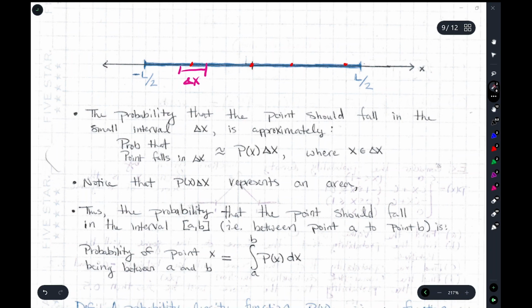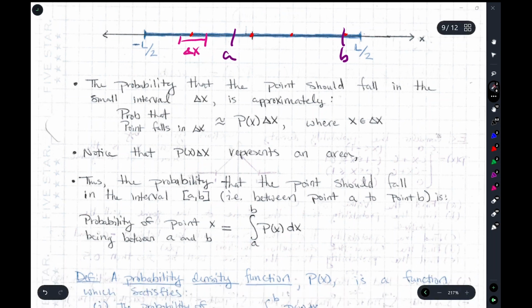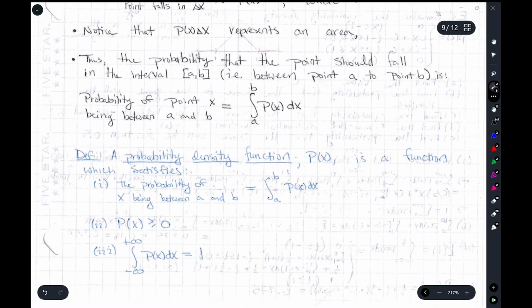To get the actual probability that it lands between any points a and b, delta x could be very large. If you're looking at a large a to b here, well, the probability density could change, and you do an integral. So this is the definition of a probability density, in a sense. It's the probability that a point will land between a and b. To get that, you take the integral of the probability density from a to b.